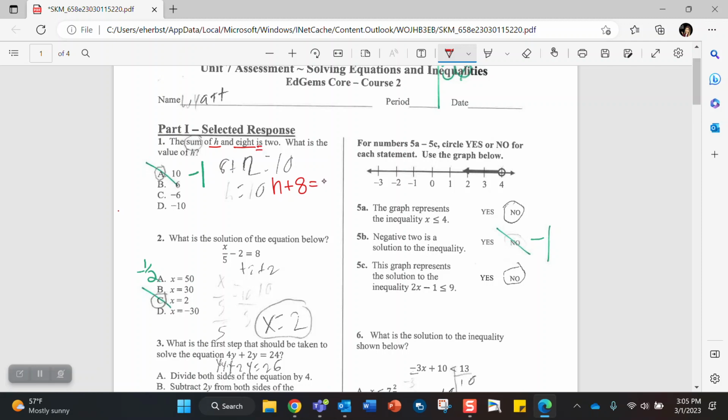So that would look like h plus 8, and it is 2. Remember, is means equals. So there's the equation that we wanted you to write based off of this. And then to solve the equation, we're subtracting 8 from both sides. H equals -6.